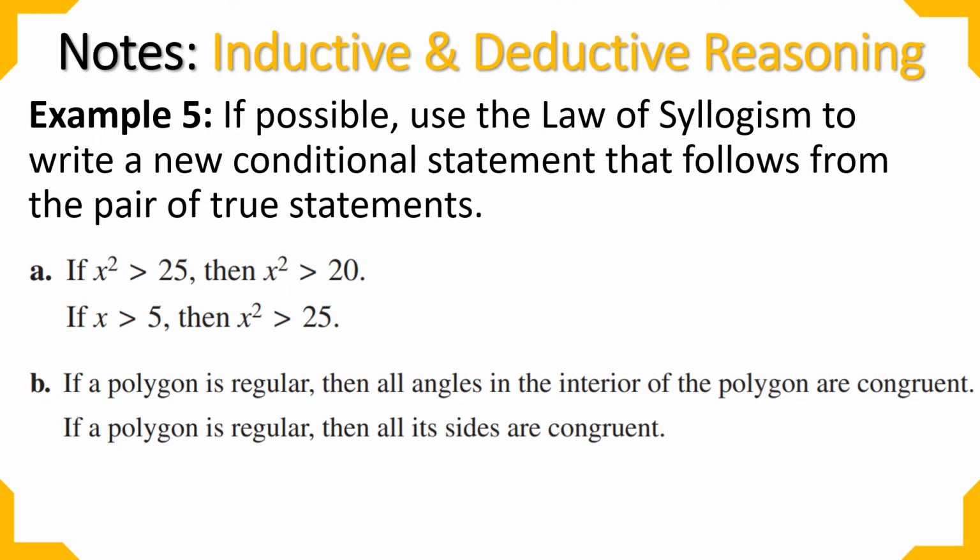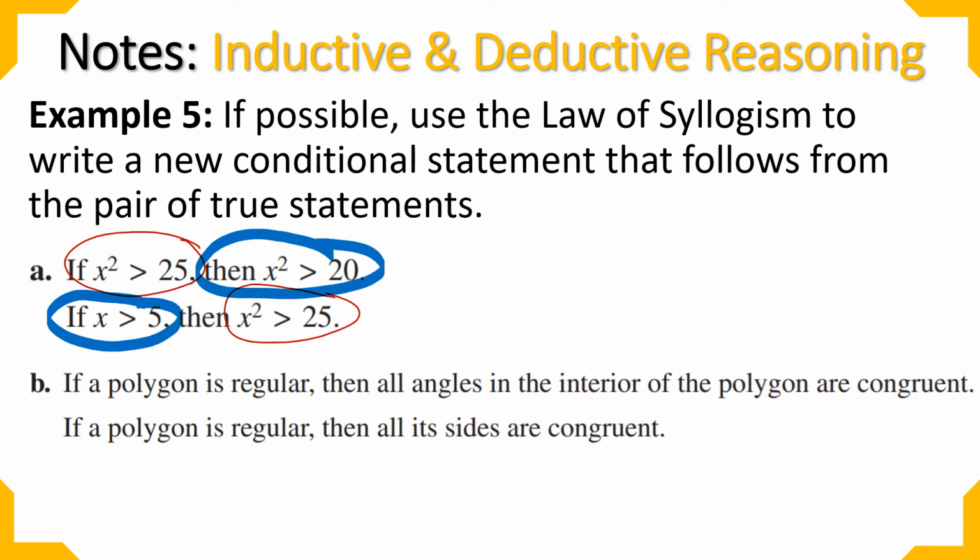So if you look closely on A, you will notice that on A, we have two statements. If x squared is greater than 25, then x squared must be greater than 20. And if x is greater than 5, then x squared is greater than 25. You will notice that the conclusion of the second statement matches the hypothesis of the first. So we know then that if this occurs, then this occurs. So that x squared is greater than 25 is what connects the two statements. So we can say then, if x is greater than 5, then x squared must be greater than 20.